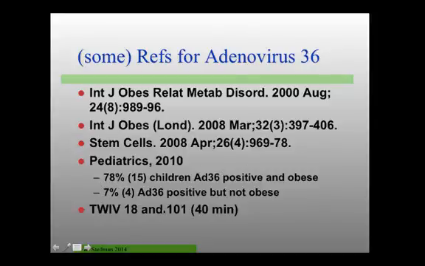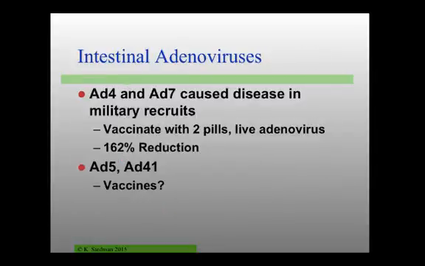But if you look at the numbers here, these numbers are ridiculously small. And there's a really nice discussion in TWIV 18 and 101 about why this stuff is really probably garbage, because you find adenoviruses all over the place. So adenovirus usually isn't a problem in terms of obesity either, and certainly not much for most respiratory diseases. But there are some differences to that.